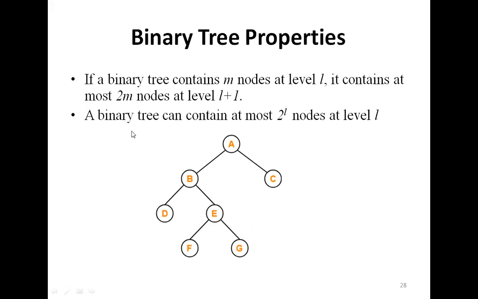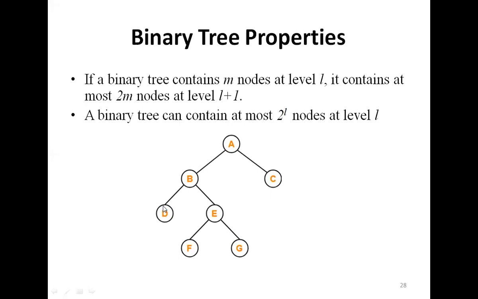This is the next property. A binary tree can contain at most 2 to the power L nodes at level L. At any level L, a binary tree can contain at most 2 to the power L number of nodes. You take any level. What's the level of this level? 3. So at most how many nodes can this level have? 8, because 2 to the power 3.